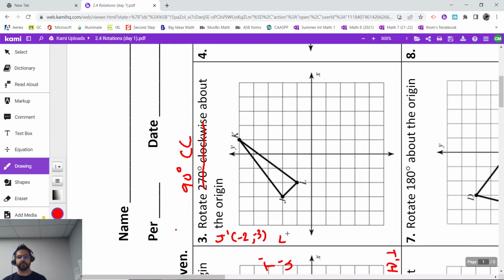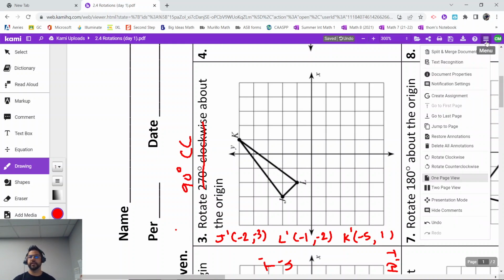Maybe go to L prime. So again, it really doesn't matter which letter you start with as long as you do all of them correctly. All right, L prime, that's left 1, down 1, 2. Left 1, down 2. Quadrant 3 again. All right, last one, K prime. This is in quadrant 2, so let's see, left 1, 2, 3, 4, 5, up 1. So left 5, up 1. Once you have your good points, you're going to rotate it back to normal and construct your answer.